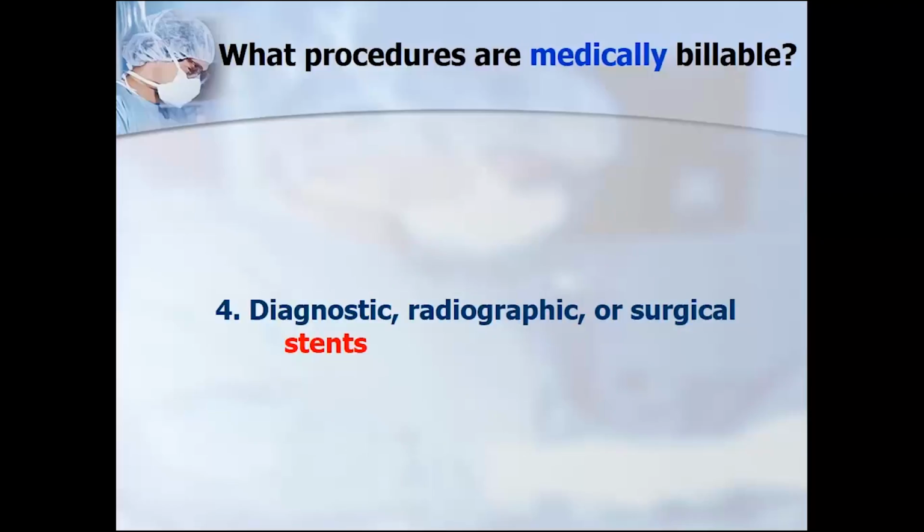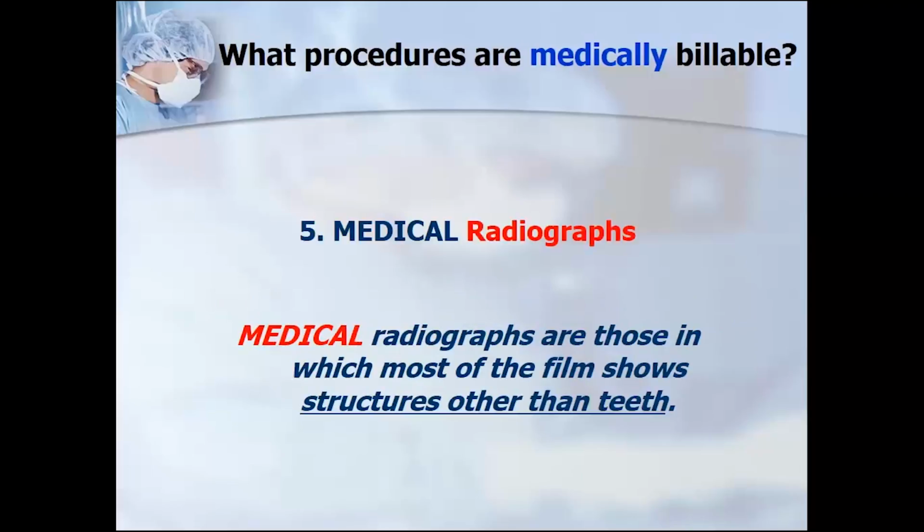Fourth category, stents, whether they are diagnostic, radiographic, or surgical stents. Each of those is covered typically to the tune of between $500 and $650. That's the typical range for coverage.